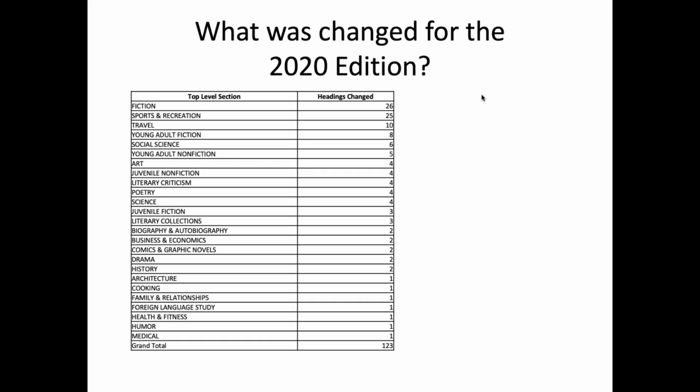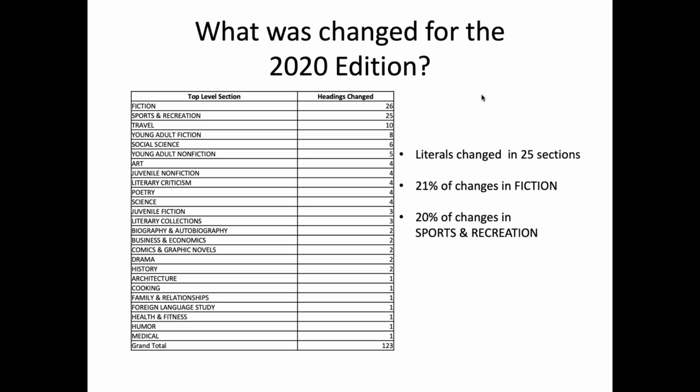And for the 2020 edition, the literal changes: we changed a literal in 25 sections. So, at least 1 literal in 25 sections. 21% of those changes were in fiction. That section had the most changes. And 20% of those changes were in sports and recreation. And that was because we treed a lot of headings in sports and recreation.